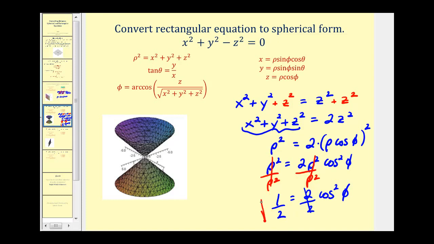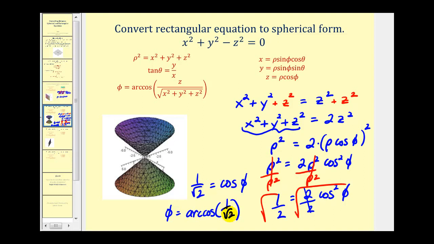Now let's go ahead and take the square root of both sides. So the square root of 1/2 would be the same as the square root of 1, which would be 1, over the square root of 2, and this must equal the square root of cosine squared phi, which would be cosine phi. So phi would be equal to arc cosine of 1 over the square root of 2. So if we can determine what this angle would be, we'd have a very simple equation in spherical coordinates where phi is equal to some angle.